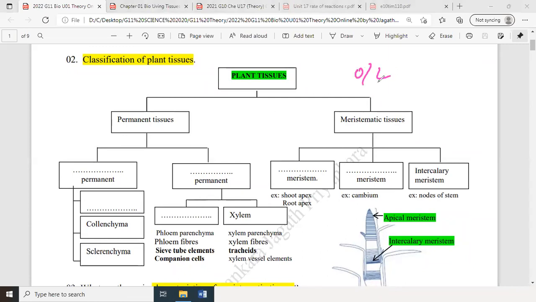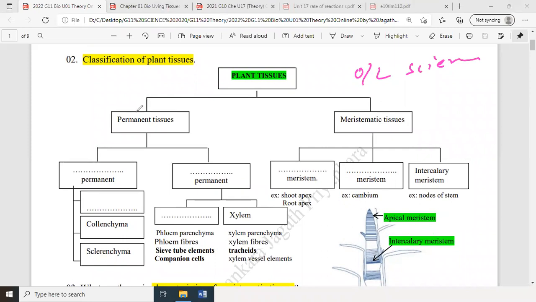But in the O-level science paper or term test papers, they can give part of this flow diagram and ask questions. Remember that. So, plant tissues are divided into two types, permanent tissues and meristematic tissues.